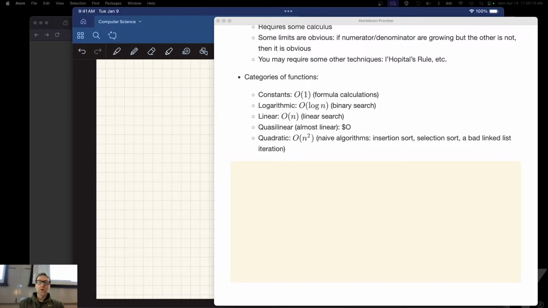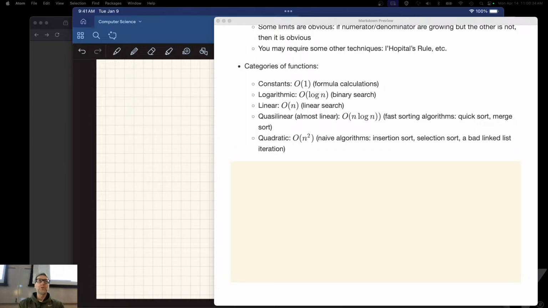And it's going to be order, let's do it like this, n log n. So, fast sorting algorithms, like say quick sort or merge sort. If you haven't seen those, that's fine. We'll go ahead and review them here shortly, probably on Wednesday, actually, because we're also going to look at algorithm analysis with respect to recursive algorithms, which we have not yet done.